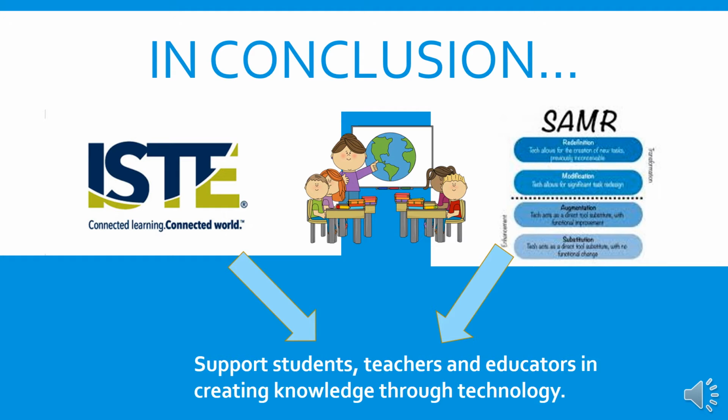In conclusion, the ISTE standards and SAMR model were put in place to support students, teachers, and educators in creating knowledge through technology. They allow for variety in work, higher order thinking, and for students to be engaged in their work. SAMR provides reflective thinking, while ISTE standards provide a framework for rethinking education.